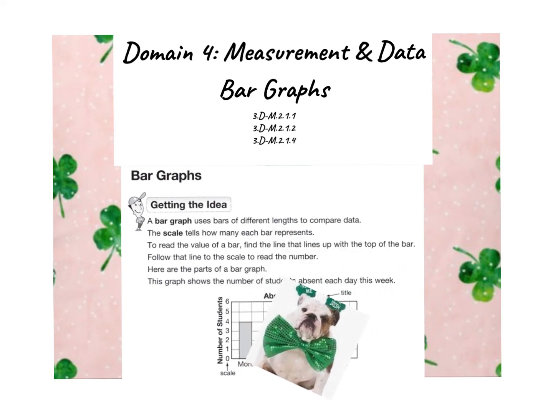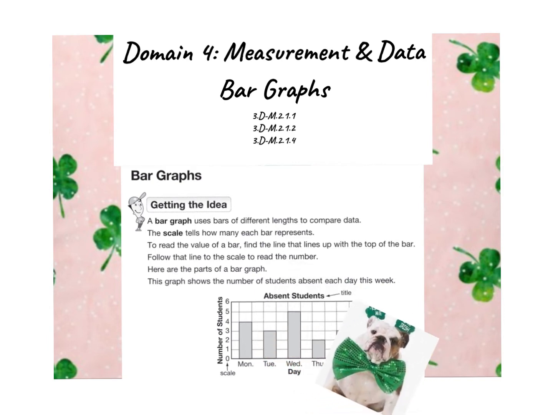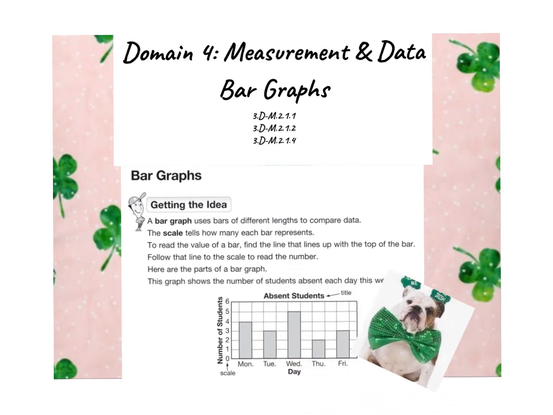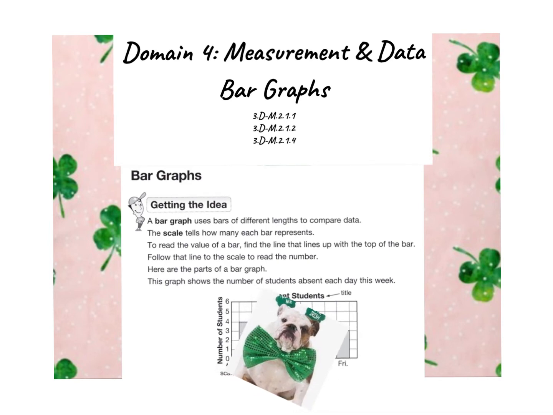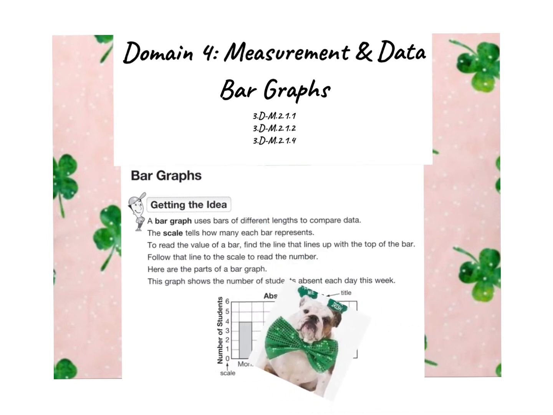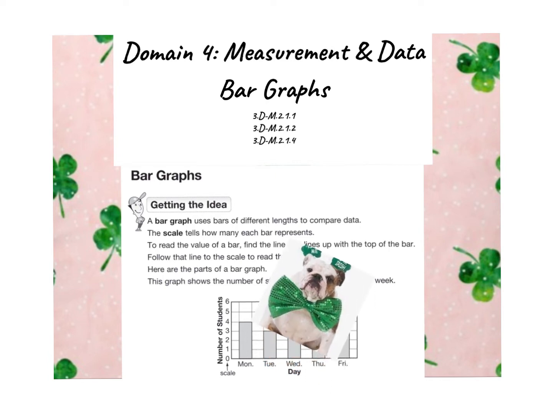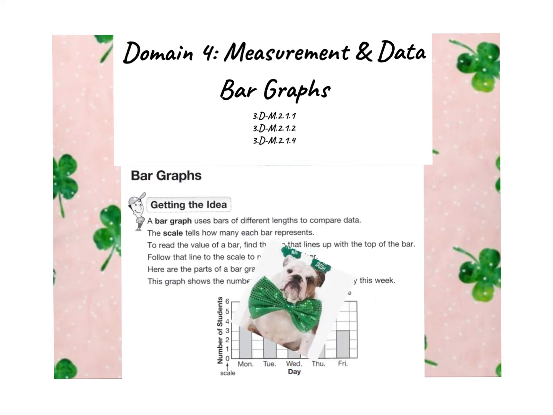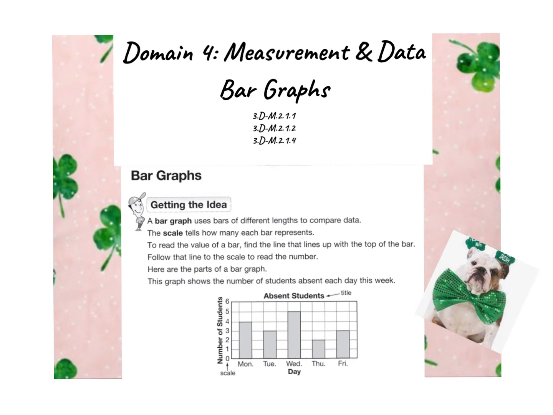We can see on Monday, these are the days of the week that are labeled down here. So we have a couple of labels down here to label the bars, and then label over here the numbers. If we take a look at Monday, we go all the way up to this line and go across, and it goes to 4. So we can see that 4 students are absent on Monday.